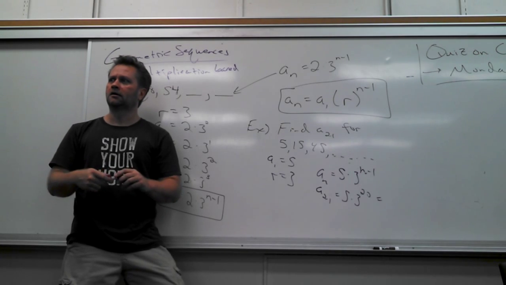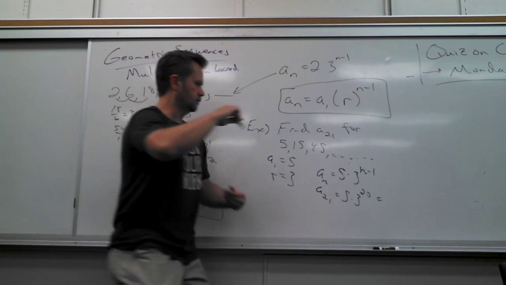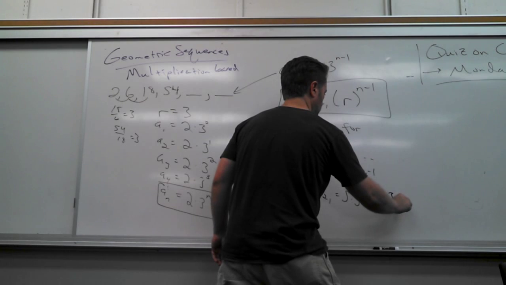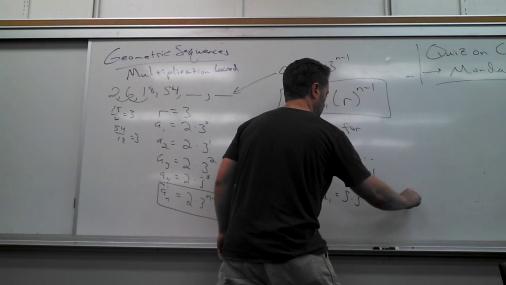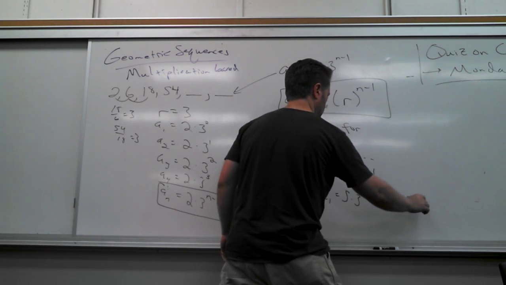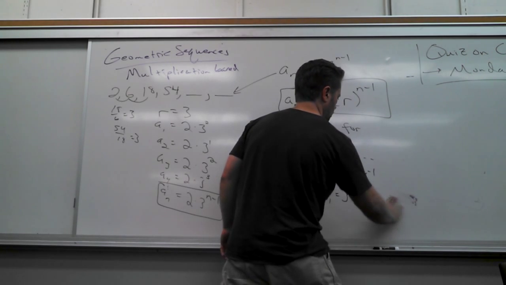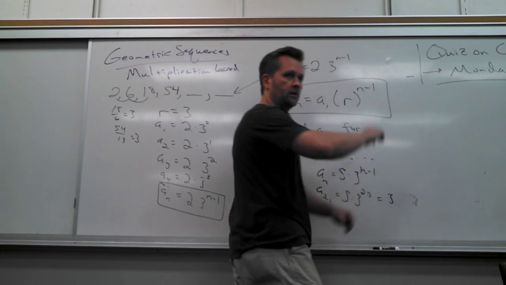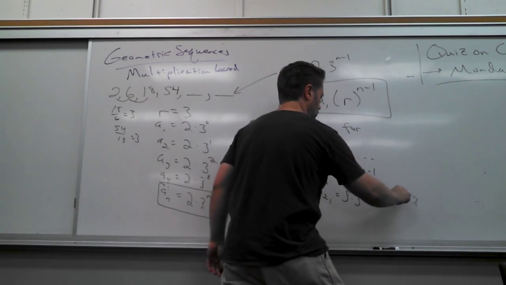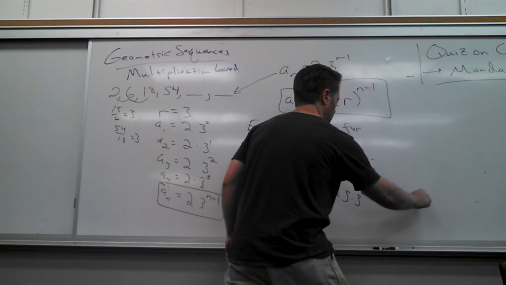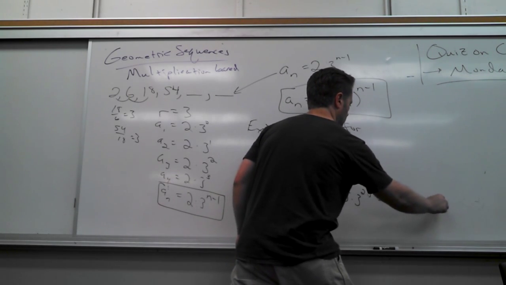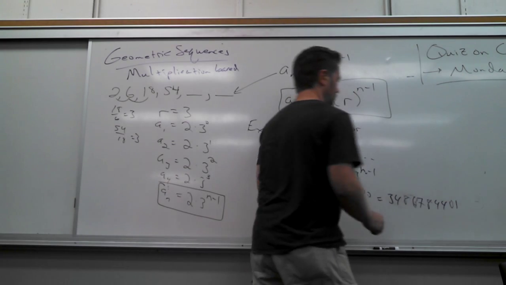3 to the 20th. 3, 4, 8, 6, 7, 8, 4, 4, 0. 3.486? No. It's a big number. Oh, okay. I thought maybe it was times 10 to the, I didn't know we were going to. 3, 4, 8, 6, 7, 8, 4, 4, 0, 1. Yummy.